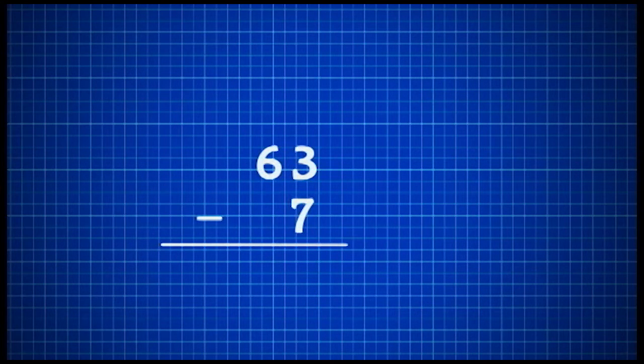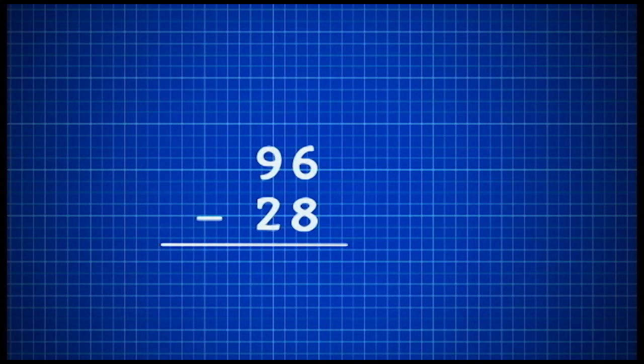Let's look at another question. 63 minus 7. We look at the ones place. Now we can see that 3 is smaller than 7. So we need to borrow 10 from the tens place, which make it 13. 13 minus 7 is equal to 6. And on the tens place, we borrowed 1 10 to the ones place. We left with 5 tens. So we combine them together, the answer is 56.